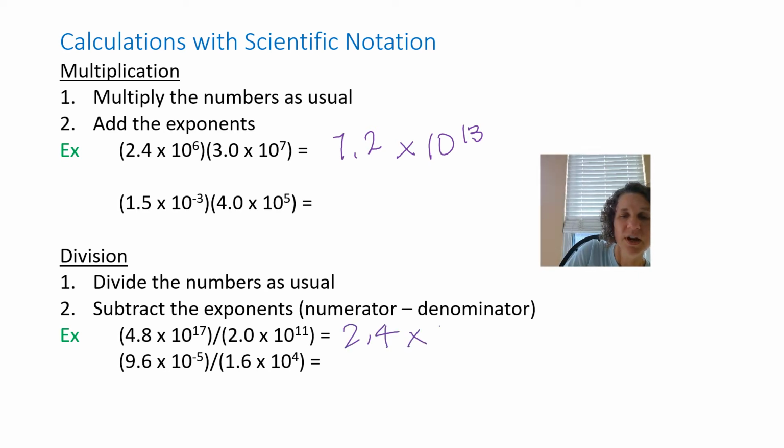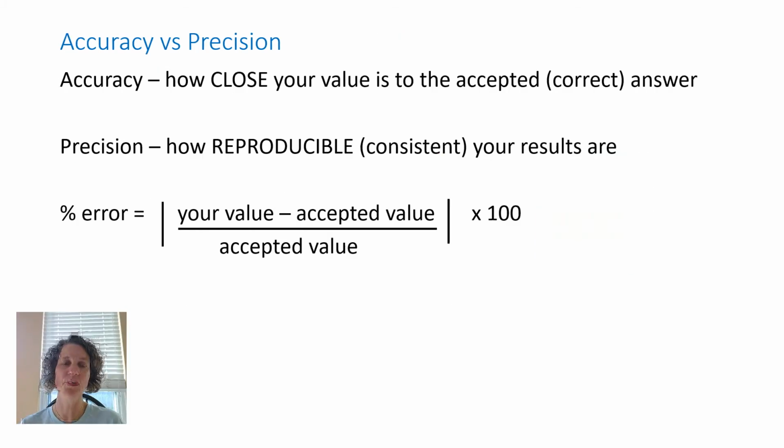And then you'd say times 10, and then you would subtract 17, because that's the numerator, minus 11. And so you would get 17 minus 11 is 6. All right? Okay, so now the next step in measurement is determining or being accurate and precise.